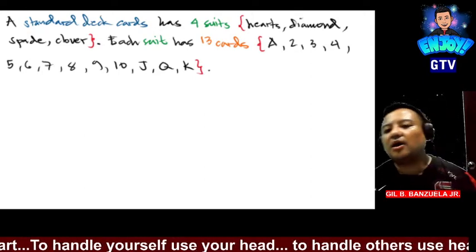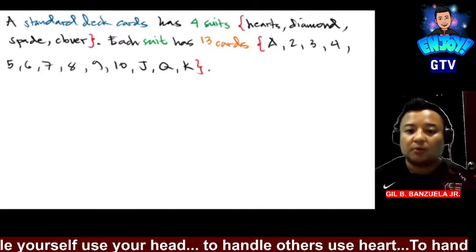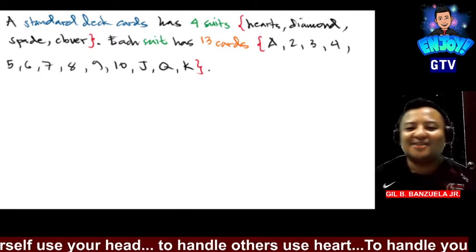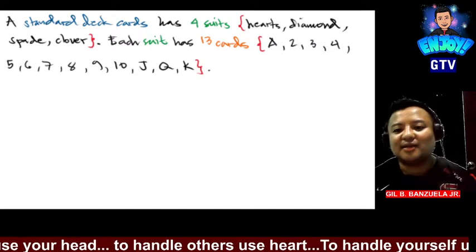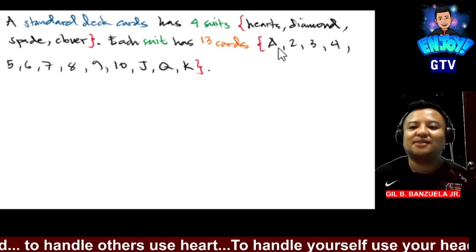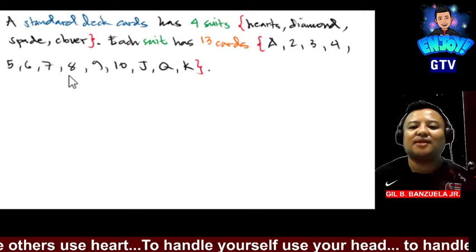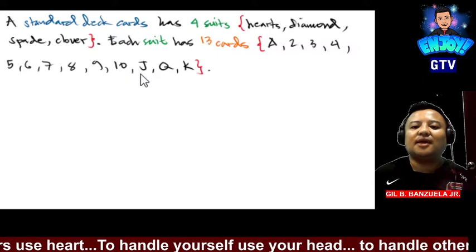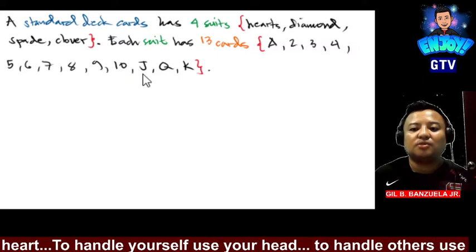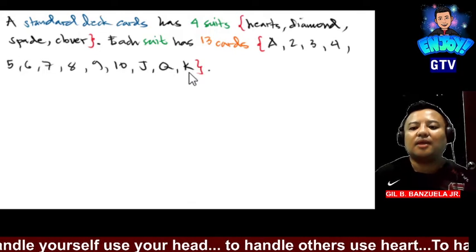Ayan. So take note, a standard deck of cards has 4 suits. It has a heart, diamond, spade, and clubs or flower in the Philippines. So each suit has 13 cards. Each suit has ace, 2, 3, 4, 5, 6, 7, 8, 9, 10, and the face cards. We call them face cards: Jack, Queen, and King.